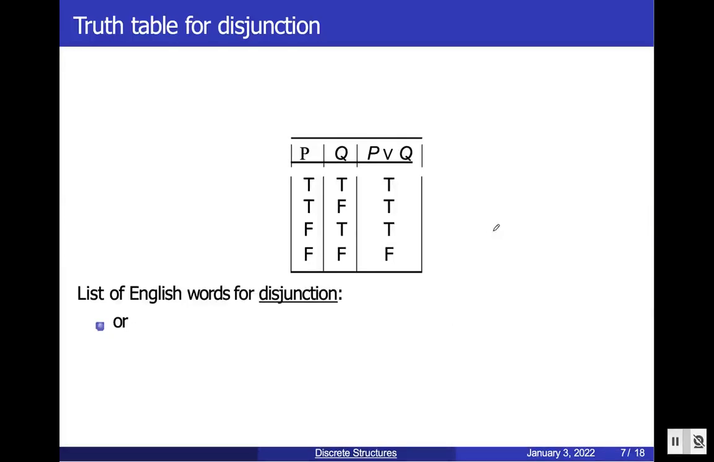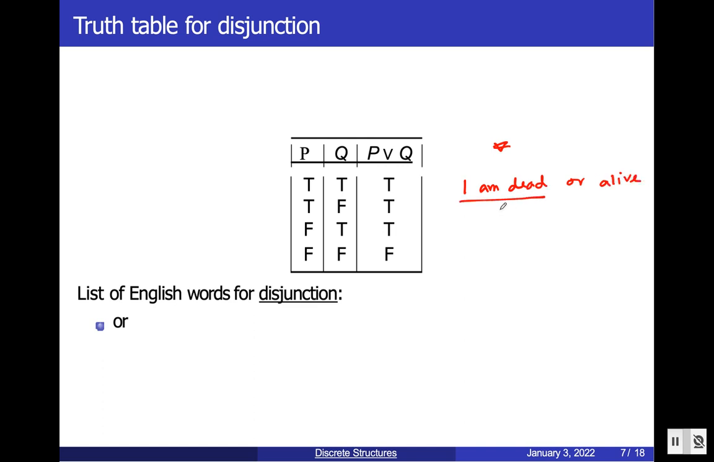Now let's see the truth table for disjunction. So disjunction is read as or. If P is a statement and Q is a statement, we use this symbol for disjunction, and it will be read as or. For example, now let's see a couple of examples. Say now I am saying I am dead or alive.